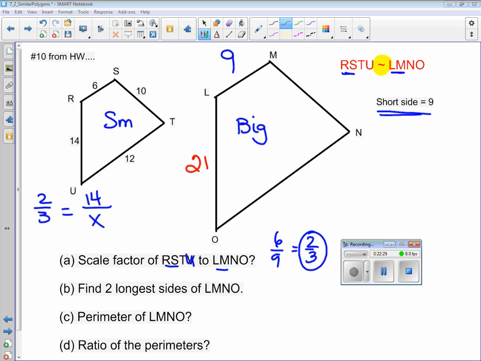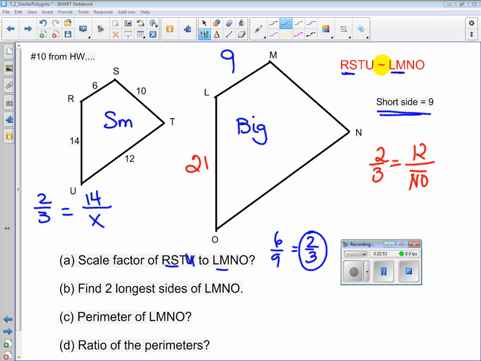We're going to start with the same scale factor, right? 2 over 3 equals 12 over x. Let's actually use NO, okay, since that's what we're trying to find. So let's just call it NO. And when I cross multiply or when I solve, or I know 2 times 6 is 12, 3 times 6 is what?